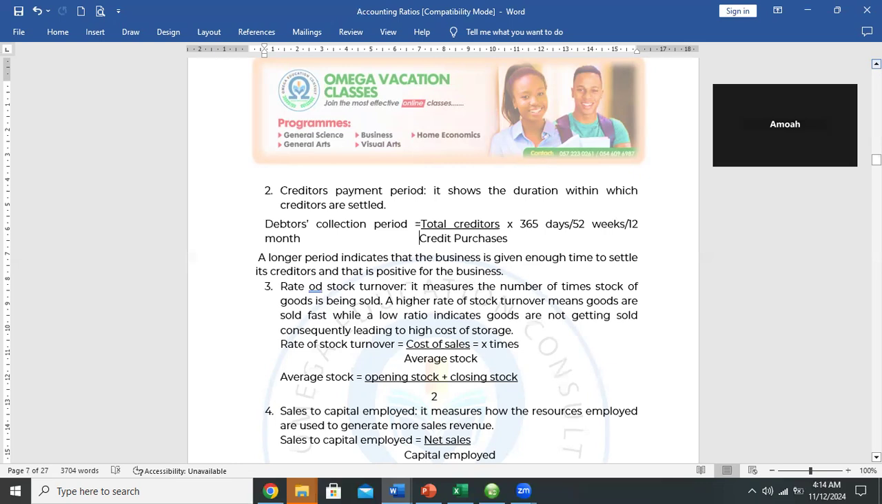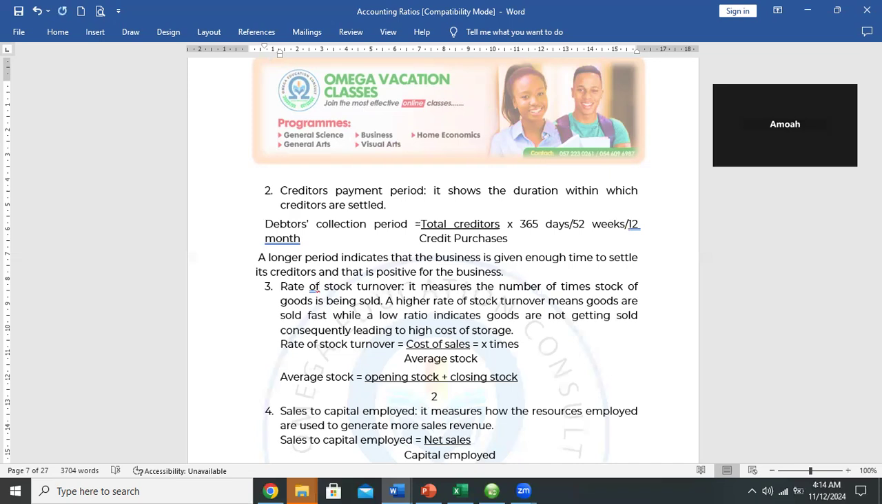Then we'll say that the 1 year is better because you have some breathing space. Your creditor is not chasing you for the money quickly. He or she allows you a longer period. So for the creditor's payment, the longer, the better for the business. But in terms of the debtor's collection period, the longer, the worse for the business. So note this down for better understanding and comprehension. So that's a bit about the debtors collection and creditors payment periods.